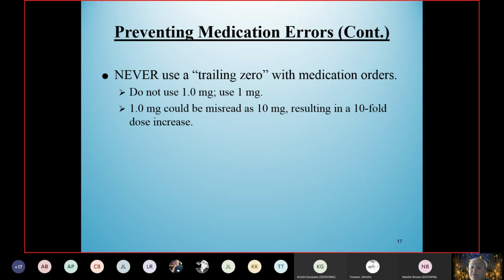Yes, Courtney, you can refuse and say, I don't want to give it. I'm not going to give it. I don't feel comfortable doing that. And if the charge nurse does it, that's on her license, not yours.